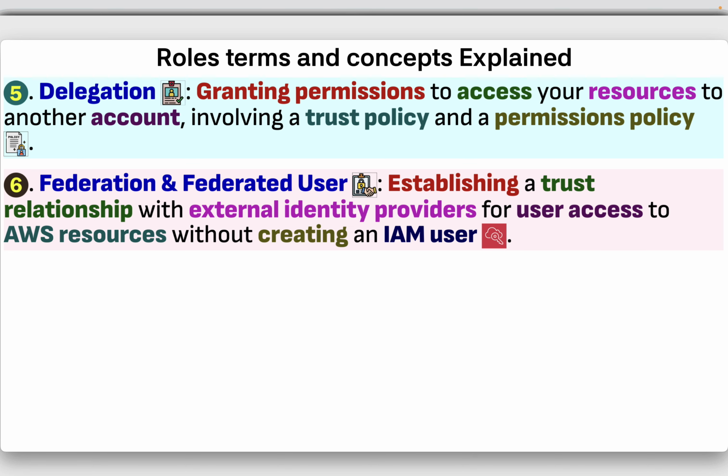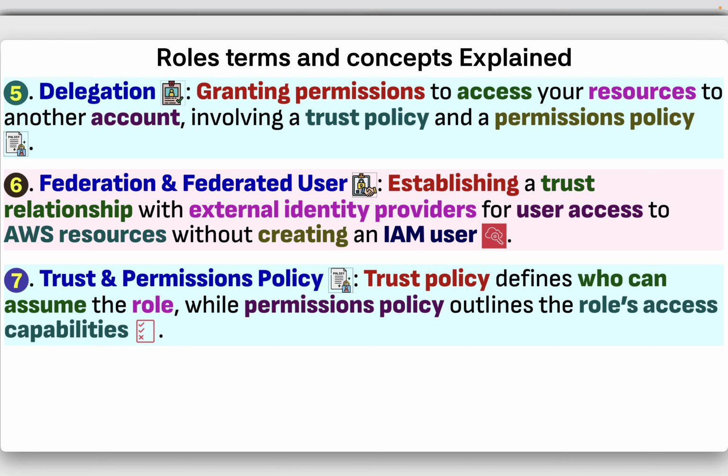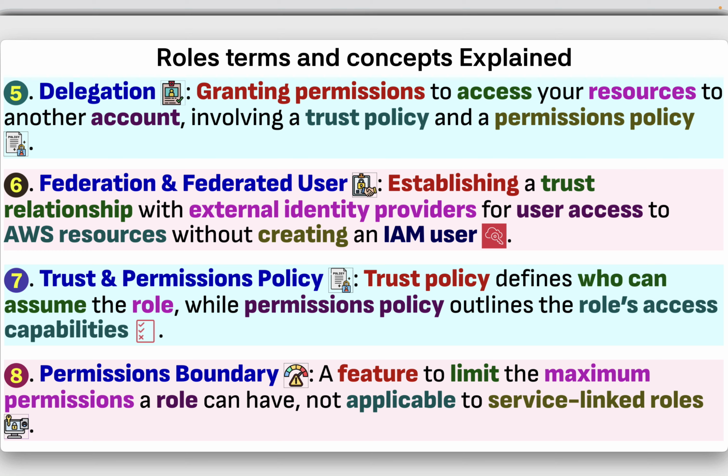Federation and federated user: establishing a trust relationship with external identity providers for user access to AWS resources without creating an IAM user. Trust and permissions policy. Trust policy defines who can assume the role, while permission policy outlines the role's access capabilities. Permissions boundary, a feature to limit the maximum permissions a role can have, not applicable to service linked roles.